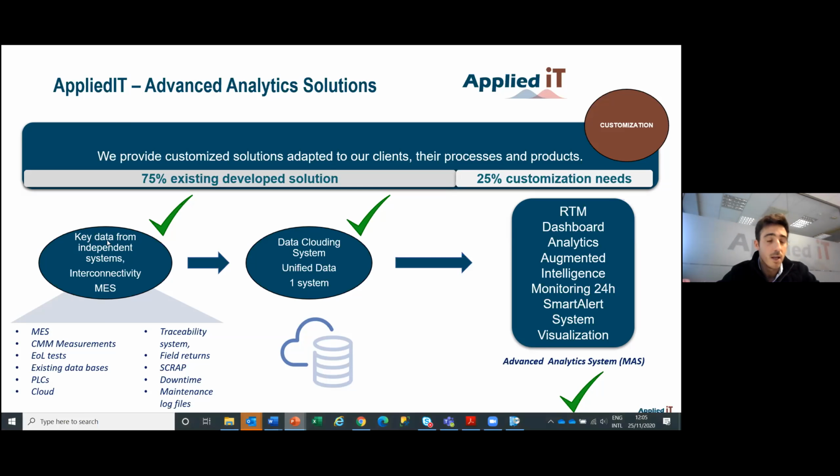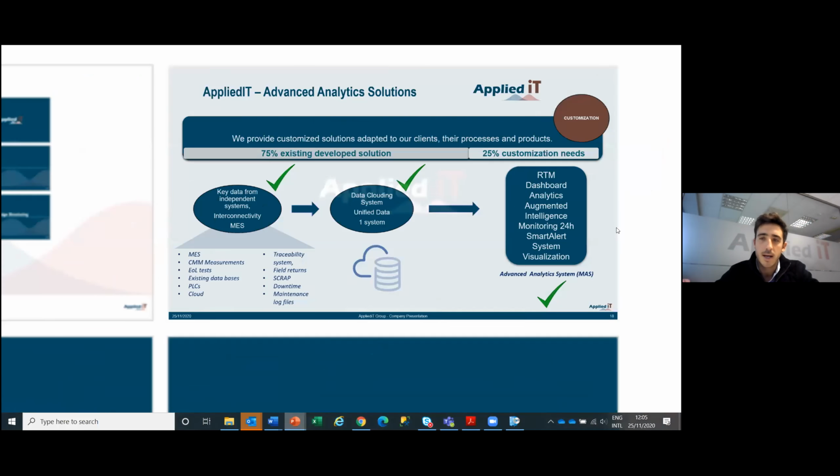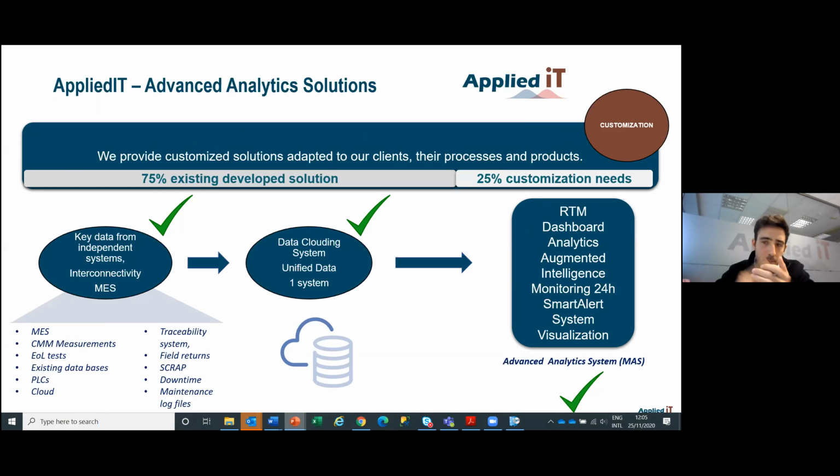And so basically we have three general steps. At the beginning, we have this key data coming from independent systems: from an MES, from an SAP, from PLCs directly, some existing databases, CMM machines, laboratories, and so on. We unify everything into a common database or a common data lake, and we locate that on a server. And for what reason? To have a dashboard, advanced analytics, 24-hour monitoring with a smart alert system, configuration, and visualization of the key process parameters.